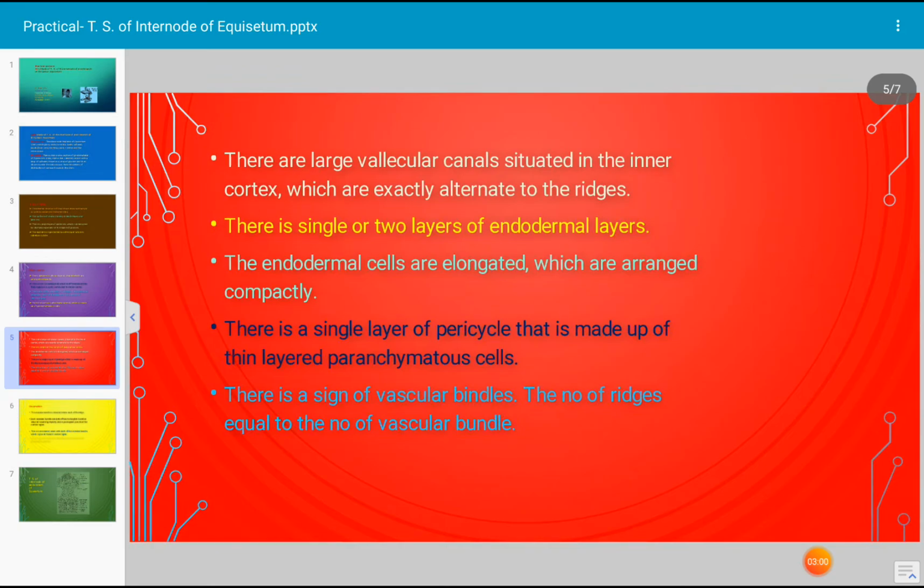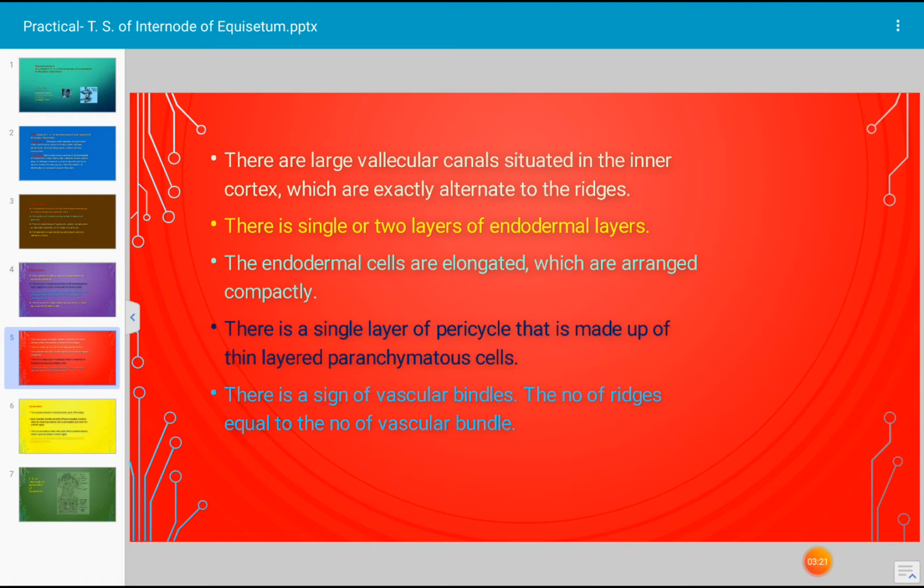Next, there are large vallecular canals. This is the characteristic feature of the Equisetum stem. There are large vallecular canals situated in the inner cortex, which are exactly alternate to the ridges. This is a specific feature of Equisetum.